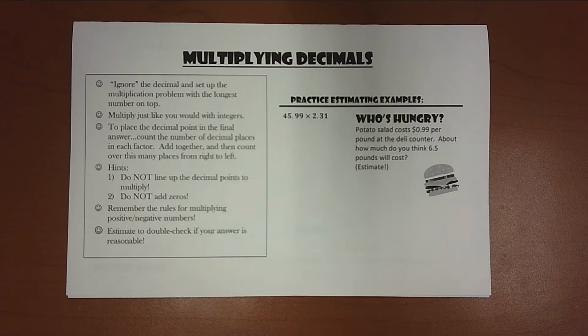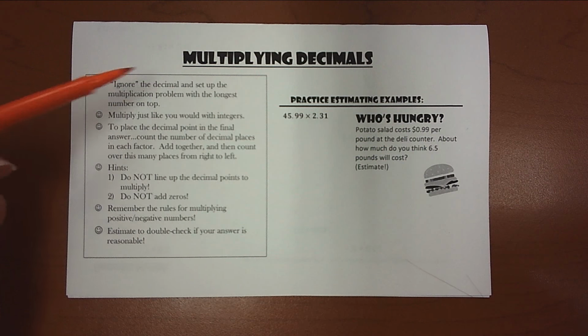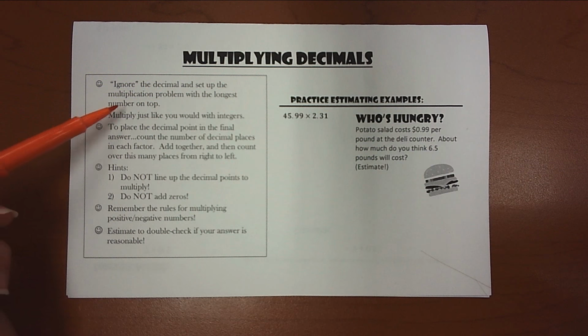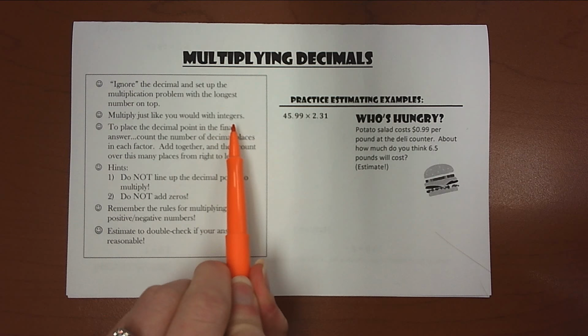In today's lesson, we're going to be working on multiplying decimals. When we multiply decimals, I've just got a couple of steps or hints off to the side here. It says, ignore the decimal and set up the multiplication problem with the longest number on top, or the number with the most digits on top. Multiply just like you would with integers.